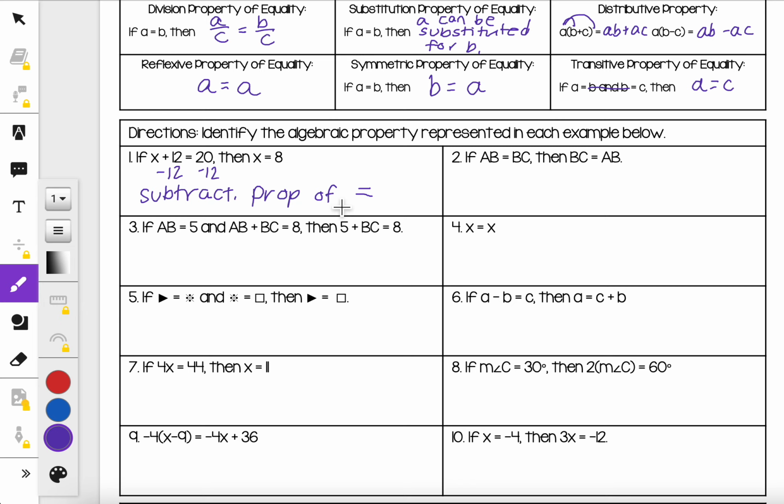Number 2, if AB equals BC, then BC equals AB. So it's the same exact thing. I'm just flipping the side of the equation that it's on. So that's going to be our symmetric property of equality.